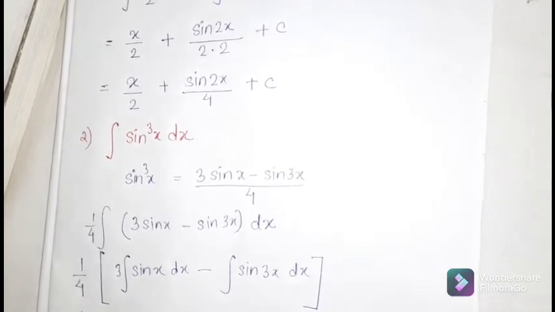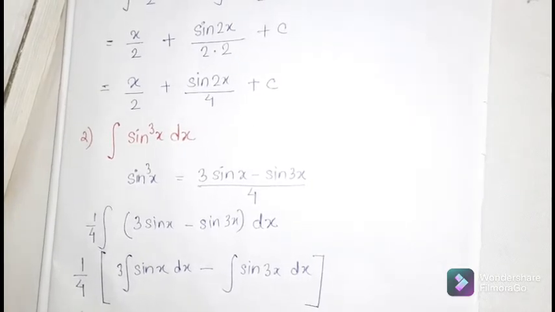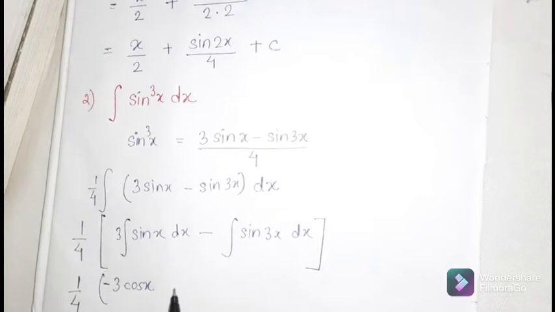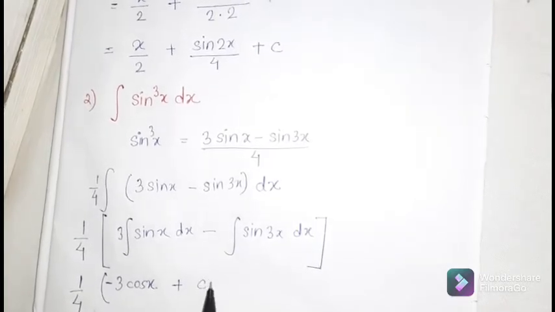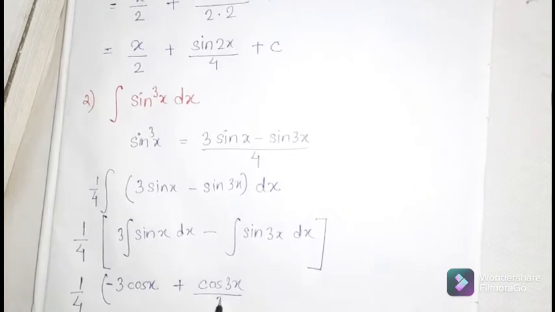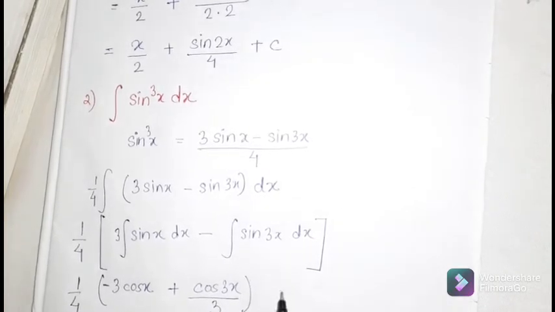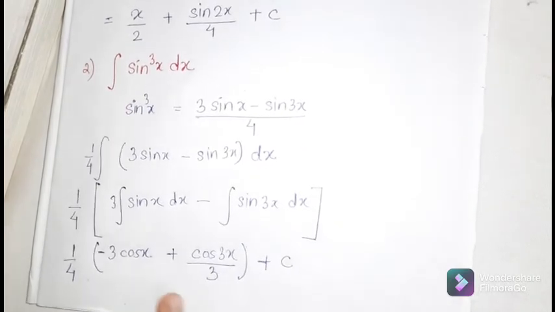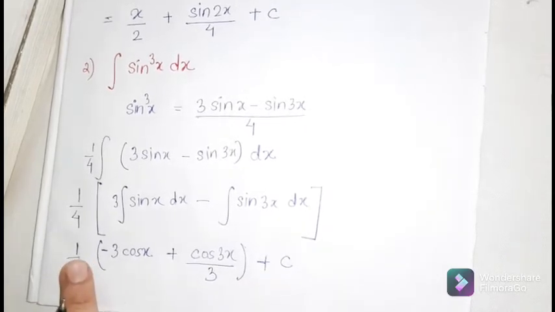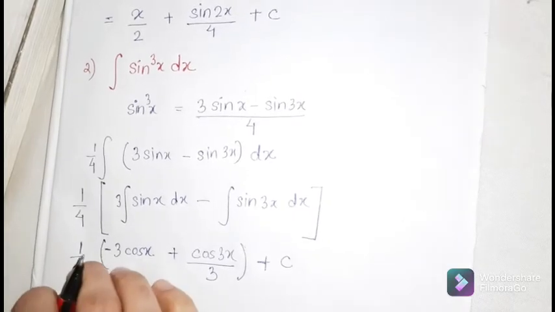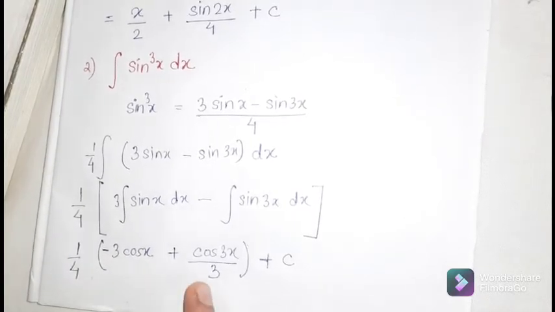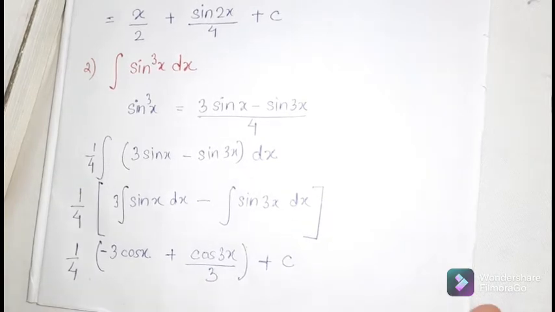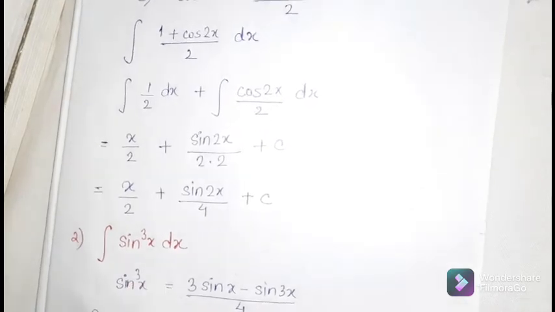So it will be minus 3 cos x, plus cos 3x divided by 3, plus c. Okay, so this is the result. You can multiply 1 by 4 with this, or you can leave it as it is here. This is how we use the trigonometric identities. We do some more problems so that it becomes more clear to you.